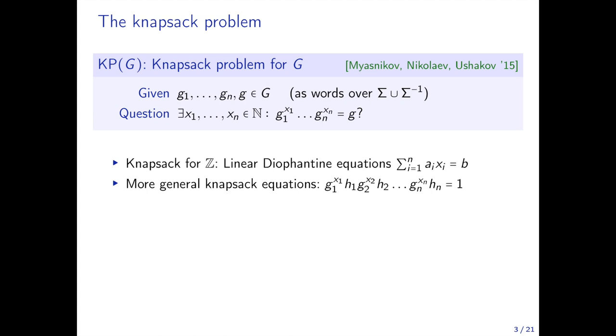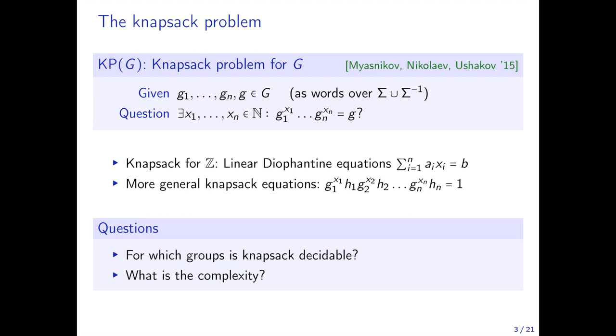We can also consider more general knapsack equations of this form, where between the powers gi to the xi, we have the constant elements hi, and it's not so hard to see that we can transform such more general knapsack equations into the form above. But sometimes it's more convenient to use this form, in particular because we can assume that the right-hand side is equal to 1. The questions that we ask are for which groups is knapsack decidable, and also what is the complexity of knapsack. In this paper, we focus on the decidability question.